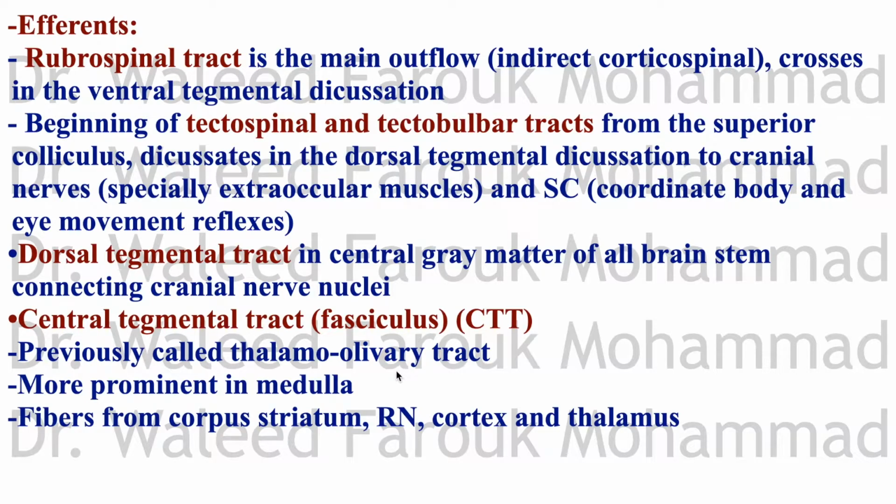And fibers from the corpus striatum, which is the anterior end of the lentiform nucleus plus the caudate nucleus. Together they are called the corpus striatum. Fibers from the red nucleus and the cerebral cortex and the thalamus. That's why it was called previously the thalamo-olivary tract.